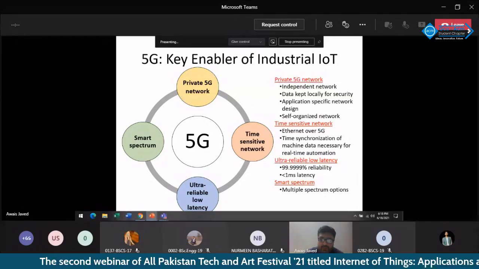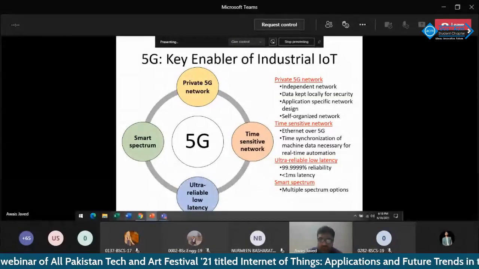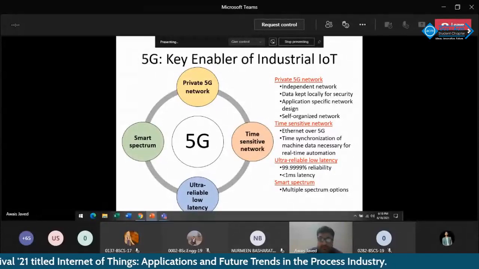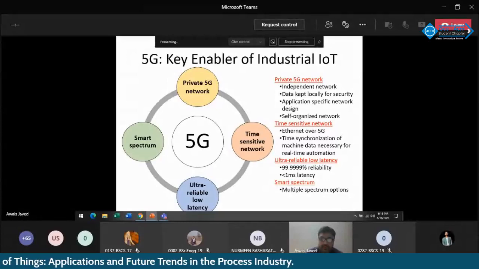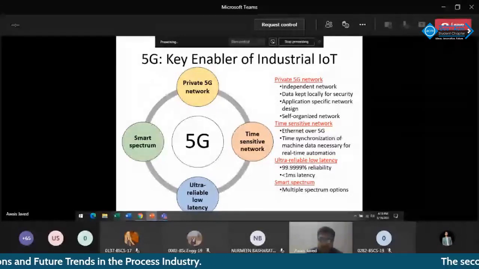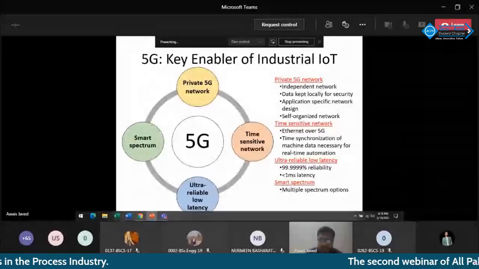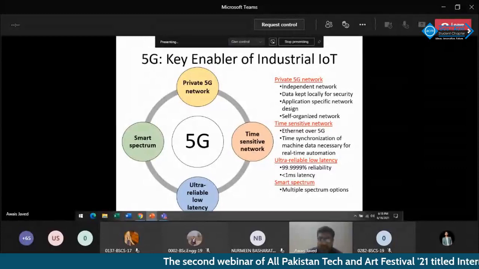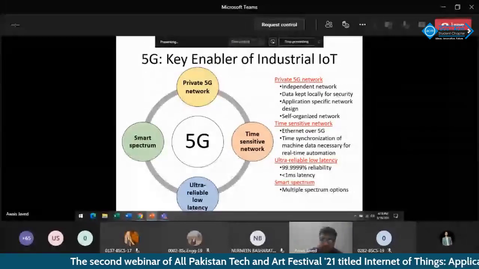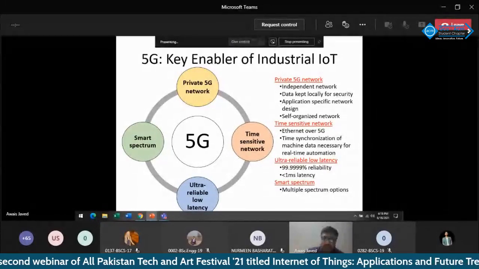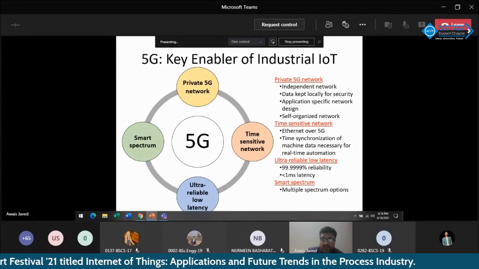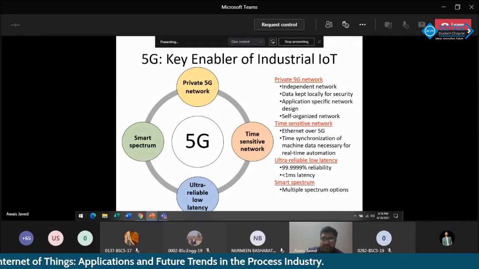Another key feature of 5G, which is very much suited for industrial IoT, is ultra reliable and low latency. You want reliable data communication. So 5G provides reliability of the order of 99.999%, and a latency of less than 1 millisecond. Data sharing in a reliable manner is a very important requirement for industrial IoT. You want your data to be shared frequently in a reliable manner. So the ultra reliable low latency feature of 5G is required for industrial IoT.